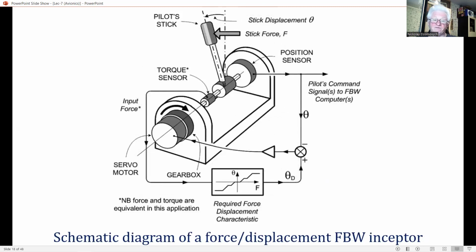There are both active force or displacement inceptors and active force inceptors, but space constraints limit coverage to the more common force or displacement type. And this figure is a schematic diagram of an active displacement type of fly-by-wire inceptor. Here, brushless DC servo motors are shown as providing the actuating force, and the gear drive reducing the power required.